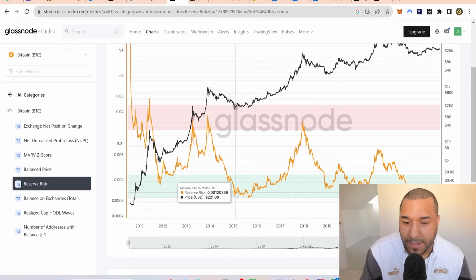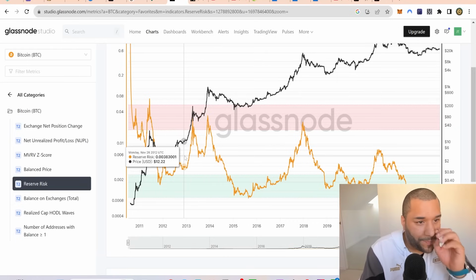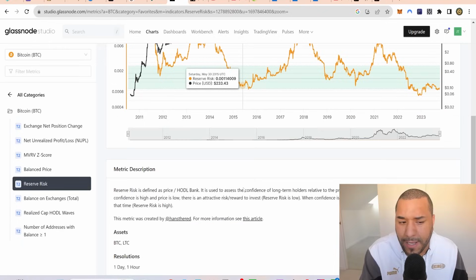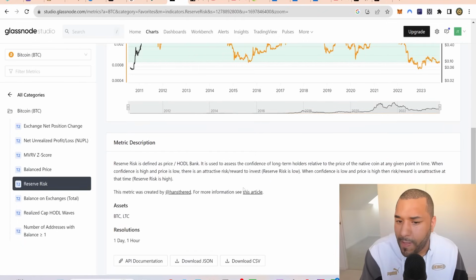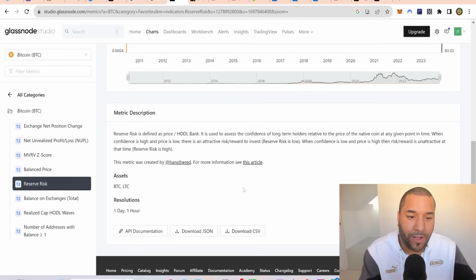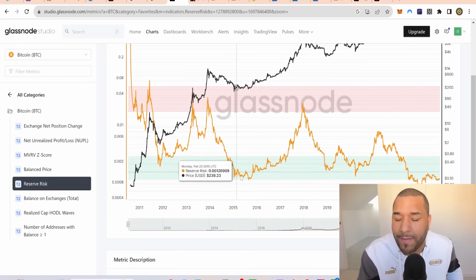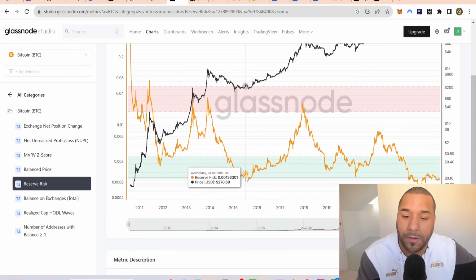If it's in this green zone down here, meaning this orange line, which is the reserve risk line, if this orange line comes down in the green zone, at least I believe, right? Yeah, confidence long term. Because I'm just reading this. Reserve risk is defined as price over HODL bank. It is used to assess the confidence of long-term hodlers or holders relative to the price of the coin. So when it's really low, they feel more confident to buy. It's more attractive. This looks like an attractive time to buy Bitcoin when it's in the green zone.